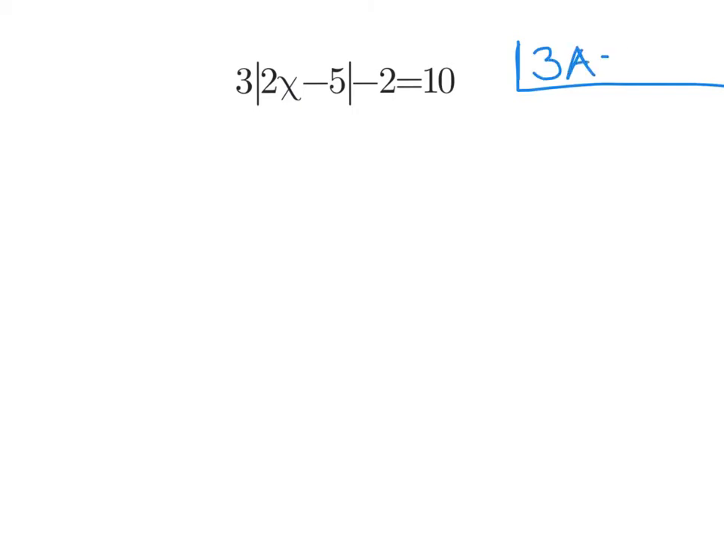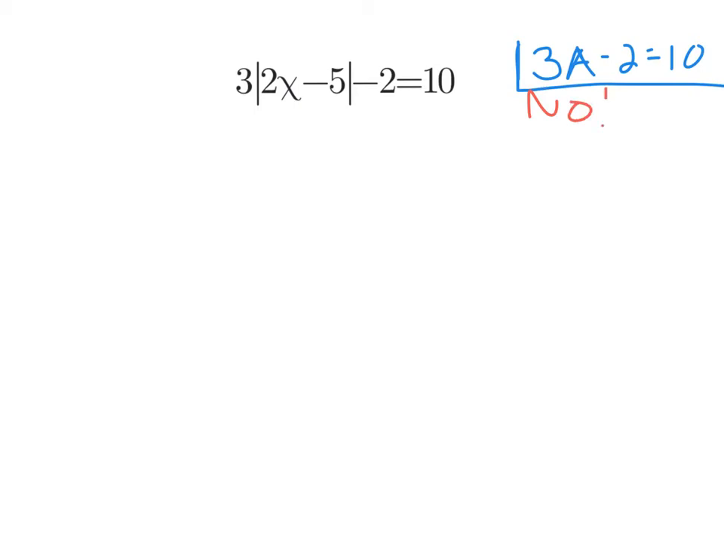3a minus 2 equals 10. Replace that absolute value with an a, and the steps you would use to get that a by itself are the same steps you'd use to get the absolute value by itself. A lot of people want to distribute that 3. Do not do that. No, don't do that.